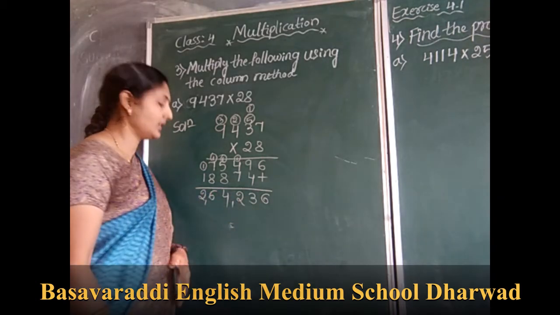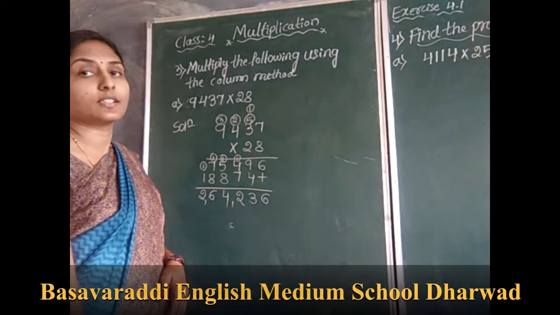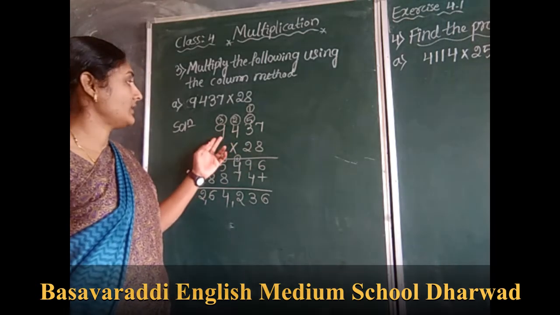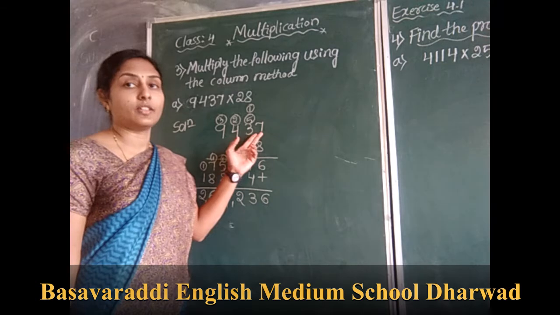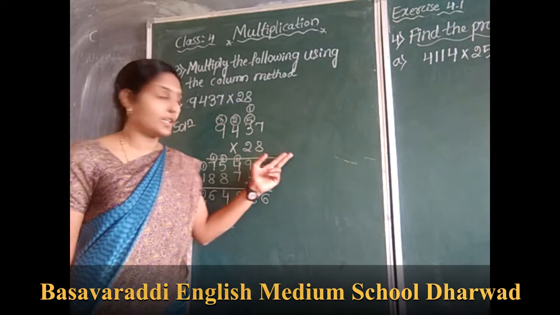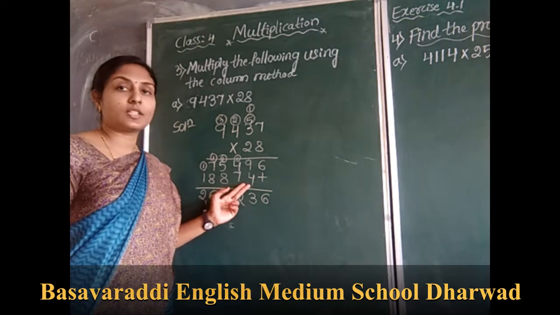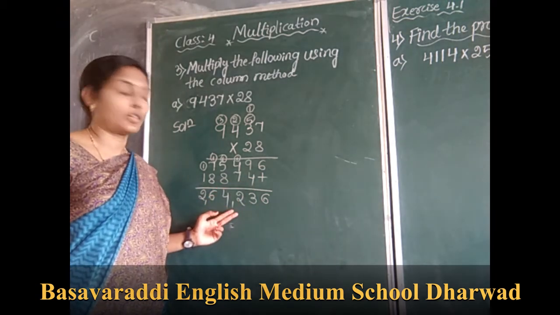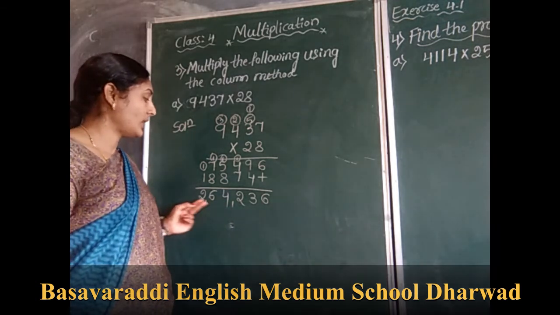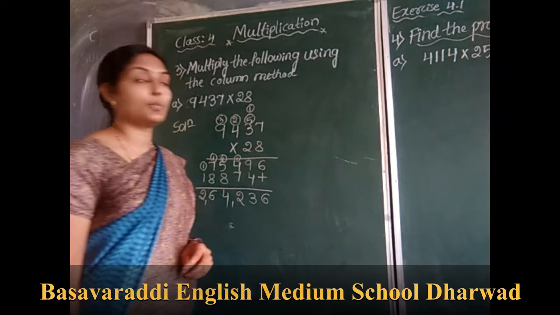Yes, what is the product there? That is 2,64,236. So 9,437 is the multiplicand. The 28 is the multiplier. After the multiplication, the result is the product. So what is the product there? 2,64,236. Let's do one more problem.